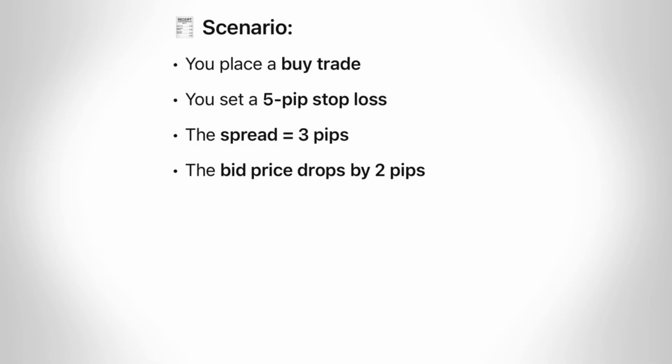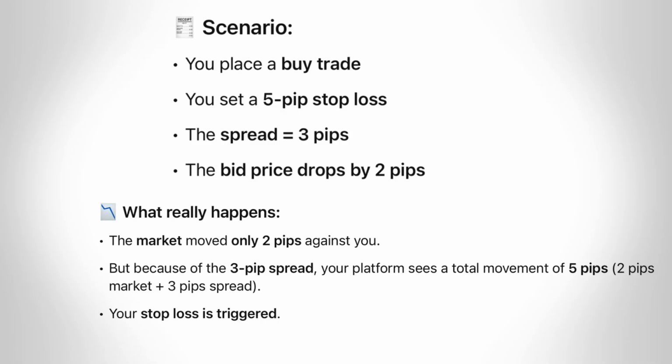Let's also see an example. So you set a 5 pip stop loss on a buy trade with a 3 pip spread. Now the bid price only drops 2 pips, but because the ask price is 3 pips higher, your stop loss hits, even though the market didn't really move far against you.